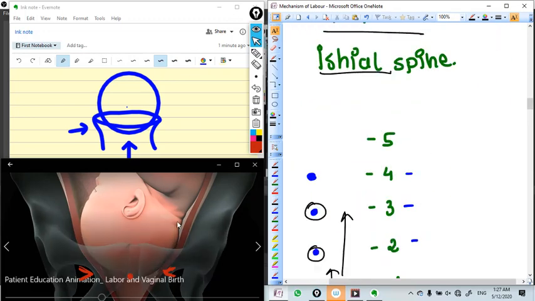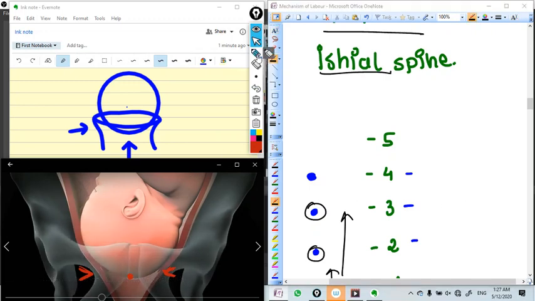Whenever engagement happens, engagement means, again I am telling you, the transverse diameter of the fetal head crosses the pelvic inlet. At that time, if you see, the leading part of the fetal head has already reached the ischial spine. So that means whenever the engagement happens, the fetal head is already at almost zero station.